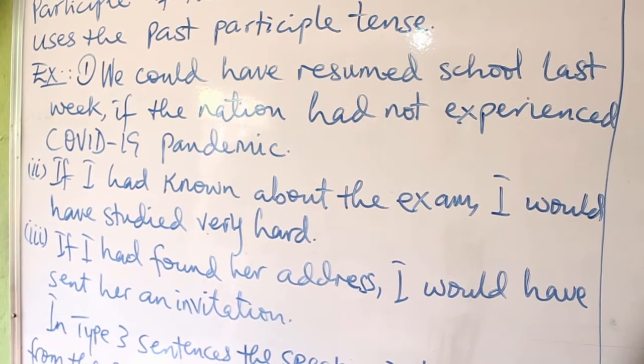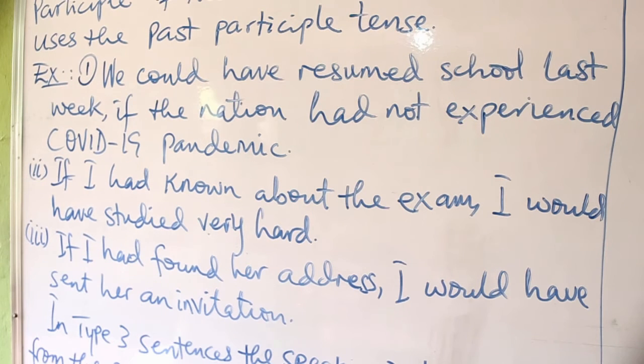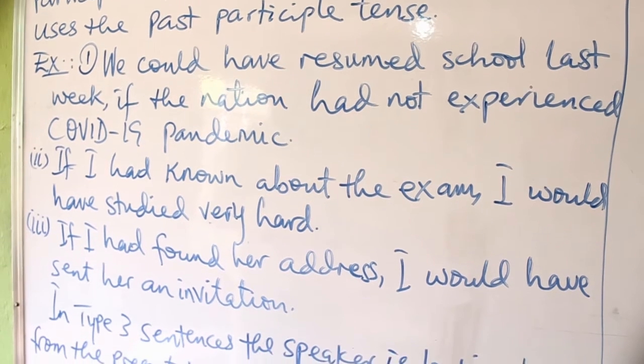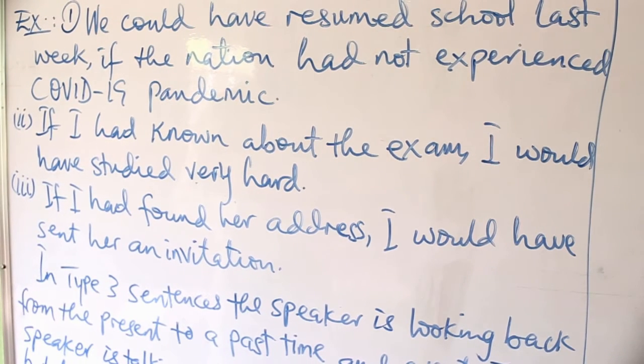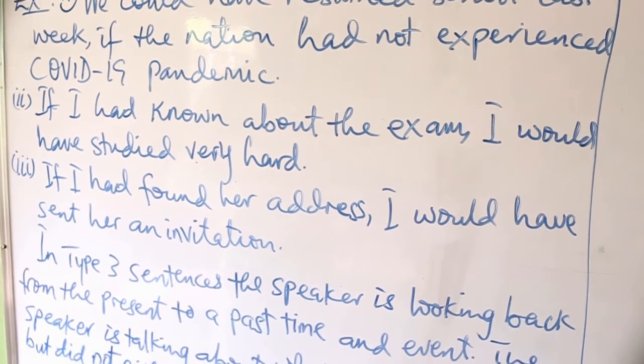The second example, if I had known about the exam, I would have studied very hard. And number 3, if I had found her address, I would have sent her an invitation. That means I didn't find the address. So it was impossible to send the invitation because I couldn't find the address.